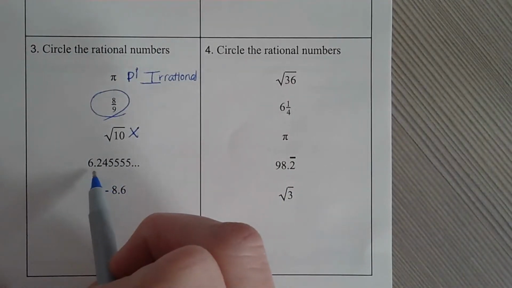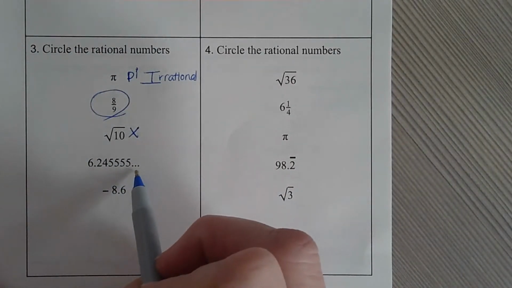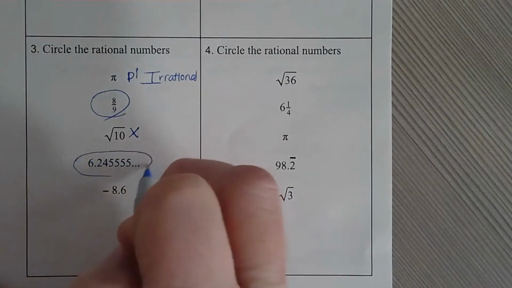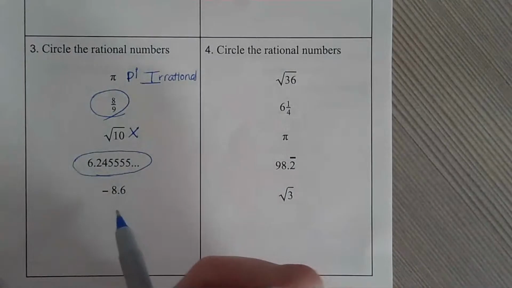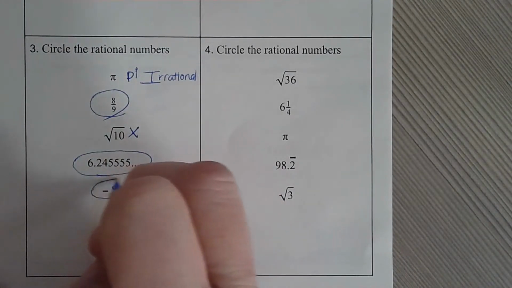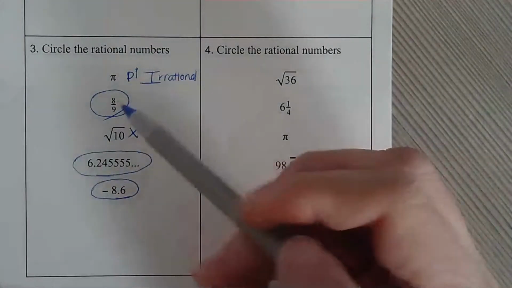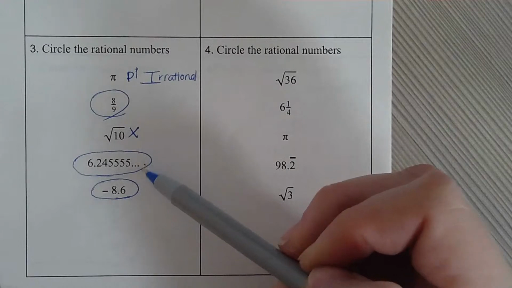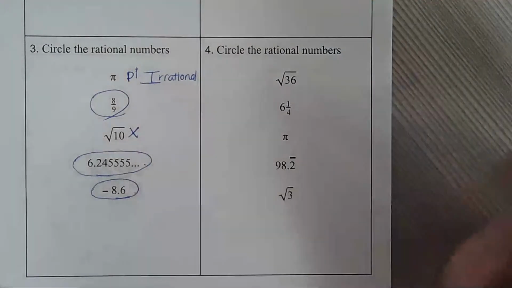Next, we have a decimal that doesn't terminate, but it does repeat. The 5 does repeat. So this would be rational because it repeats. And lastly, we have a decimal that terminates, so that would also be rational. So again, fractions, repeating decimals, terminating decimals.